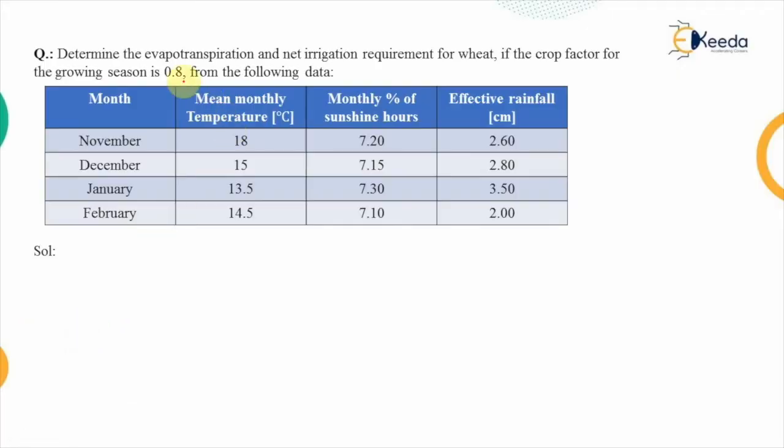So the first problem says: determine the evapotranspiration, which is the consumptive use, and the net irrigation requirement for the crop of wheat if the crop factor for the growing season is 0.8. Now as you can see, wheat is a rabi crop, and that usually extends in the winter season. Therefore, for the winter season, the data has been given starting from the month of November to February.